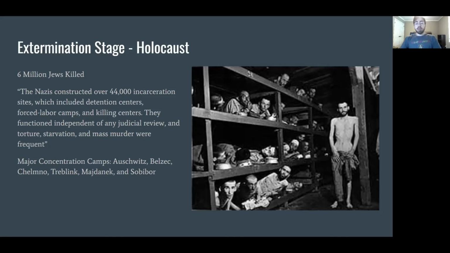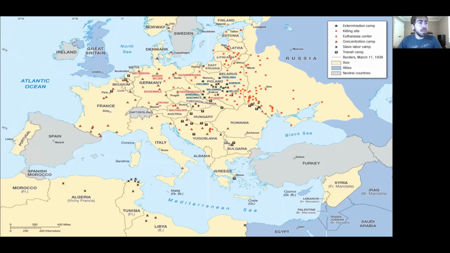where they were very extreme, and some of the biggest concentration camps were Auschwitz, Belzec, Chelmno, Treblinka, Majdanek, and Sobibor. So this is a map of the extermination camps in Europe. As you can see, they were quite spread out and were trying to carry out the Nazi mission of completely exterminating the Jews from Europe.